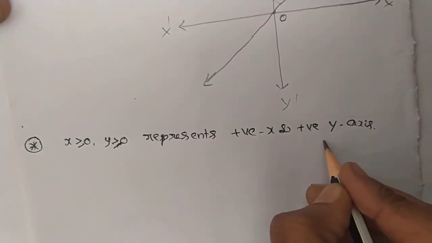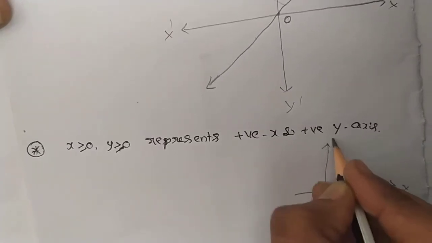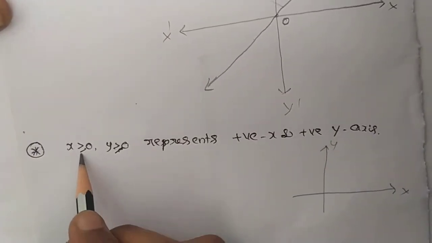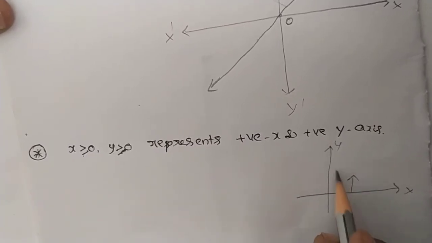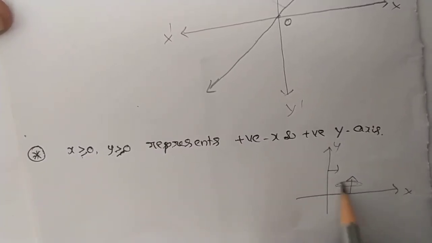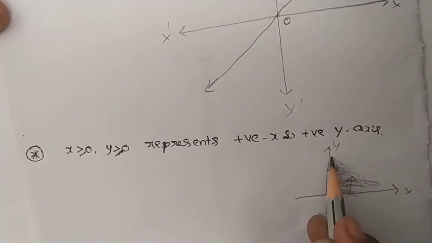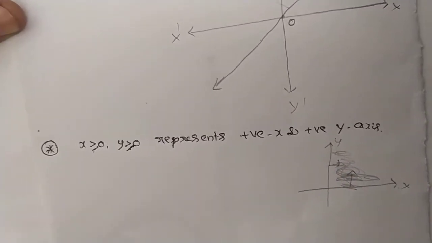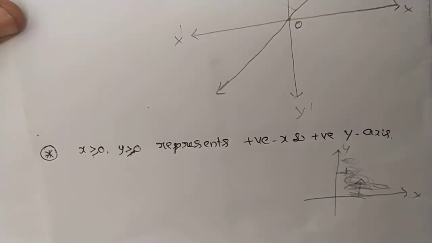If you want, you can see here we have the xy plane. It is x and it is y. X greater than or equal to 0, y greater than or equal to 0 represents positive x, positive y, like this. The solution region will be this one. Okay. Now let us move on to the questions.